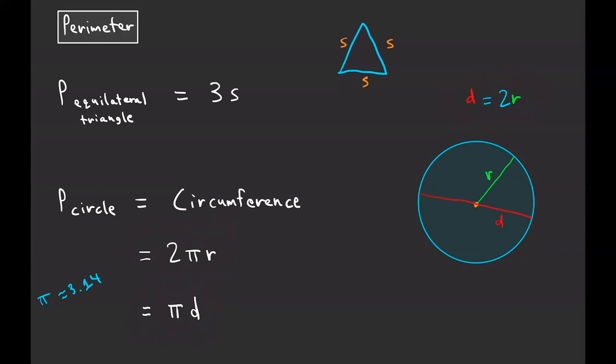One thing I want to mention just about circles that I think is a little bit interesting is actually this equation here at the bottom where we have the circumference, the perimeter, is equal to pi times D.